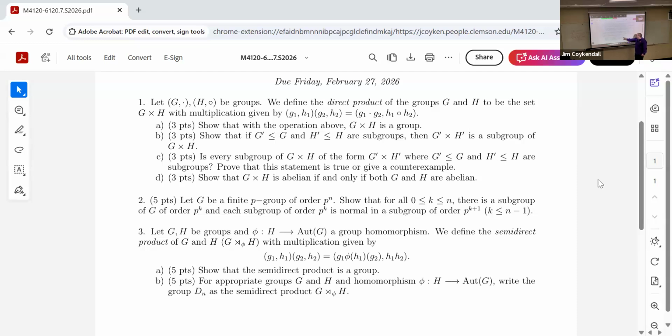Show that this definition is a group. Show it's all the stuff. It's associative. It's a pain in the butt, and I apologize, but it's doable. You can show it's associative. It's got an identity, inverses, all that business. And for appropriate groups G and H and a homomorphism, so you have to find these, write the dihedral group Dn as the semi-direct product of two groups G and A. Okay, any questions on that? Questions?